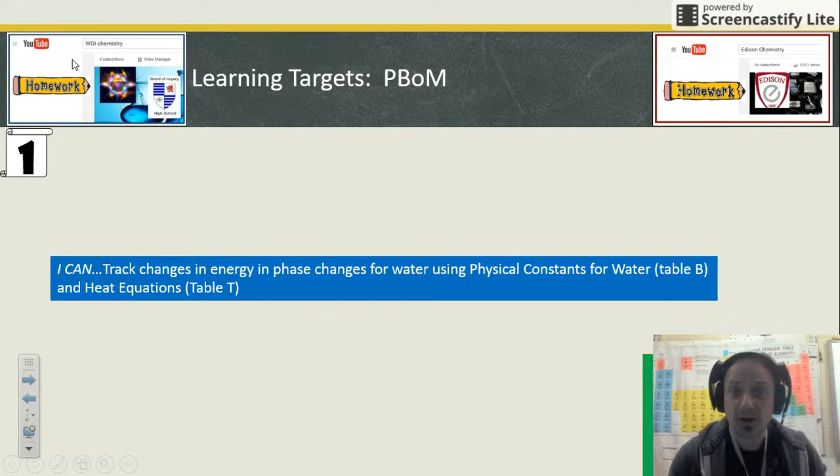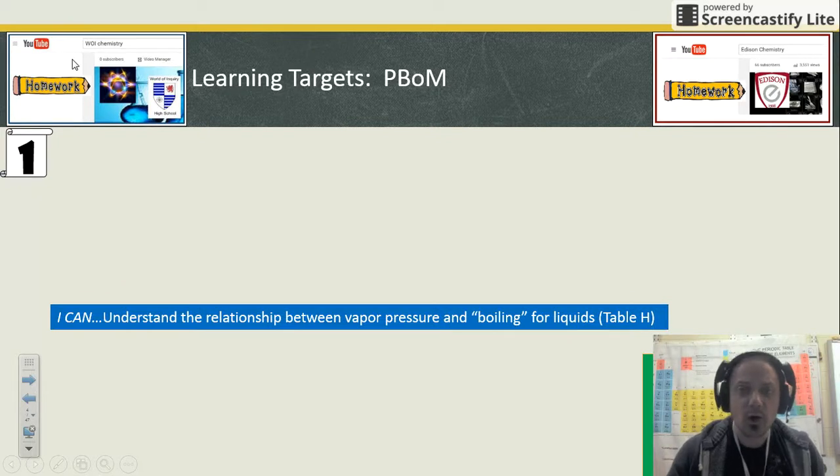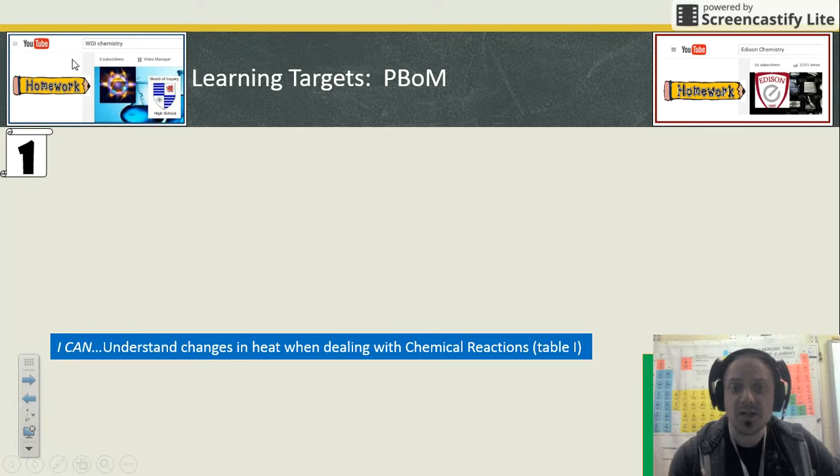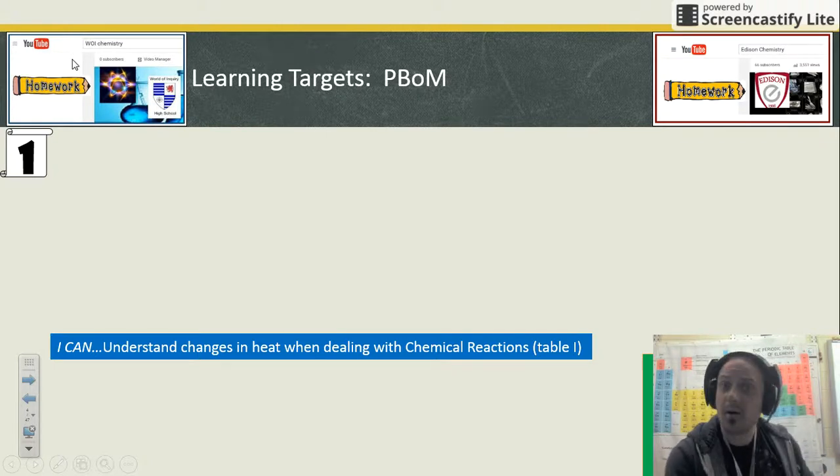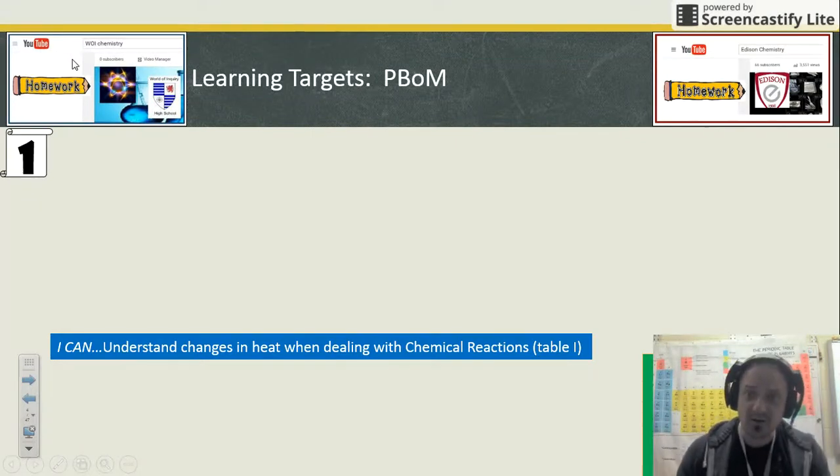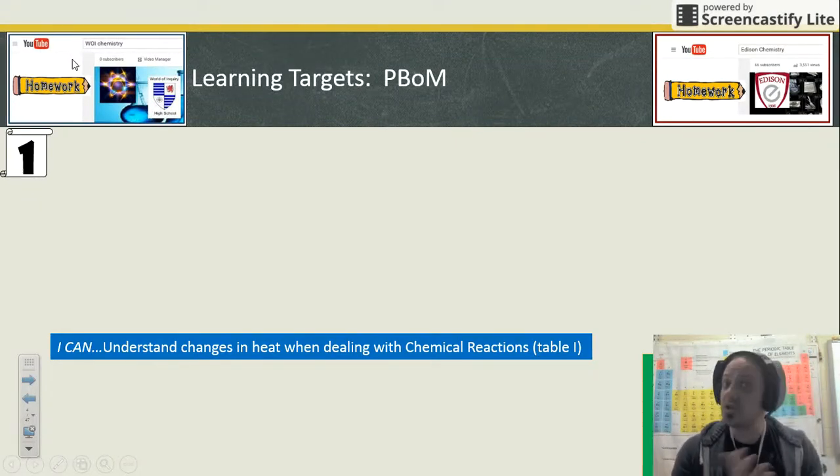You want to be able to track energy through the heating or cooling of a substance, typically water. We're going to do that with our heat equations and our heating and cooling curves. You want to understand the relationship that Table H is teaching us between vapor pressure and boiling. That's that. Understand when changes in heat occur in chemical reactions. So reference Table I, you've seen on your reference table quizzes, it has a delta H, change in heat. So we're going to understand what the positive and negative signs mean and how if we change one of those equations from that reference table, the amount of heat will increase or decrease or change its sign as well.